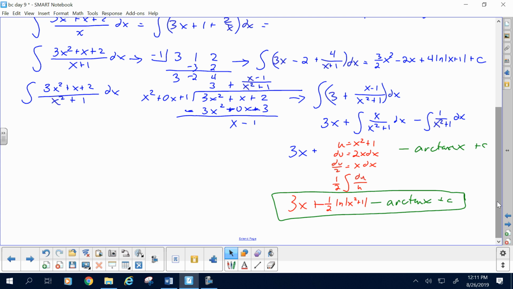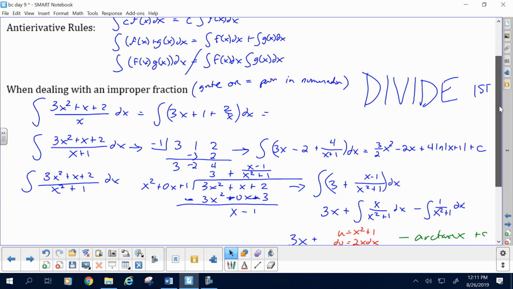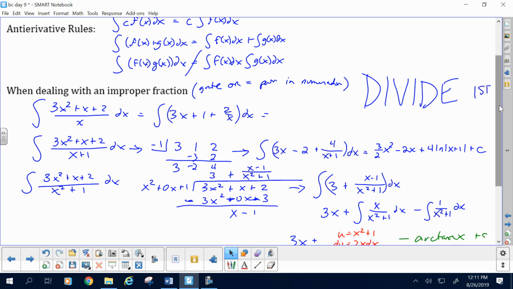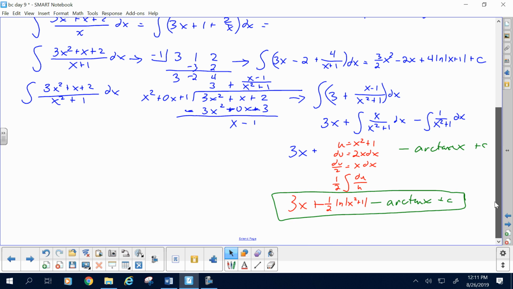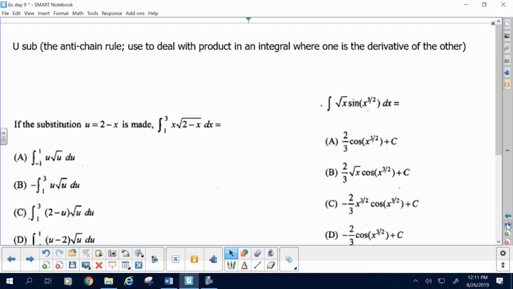Okay, so my point then is if you get an improper fraction, you have to divide first, and that can be easy if it's just a single variable. It can be a little harder, synthetic division, or it can be just downright atrocious. All right, moving on. U sub, which we just covered, and it's kind of the anti-chain rule.